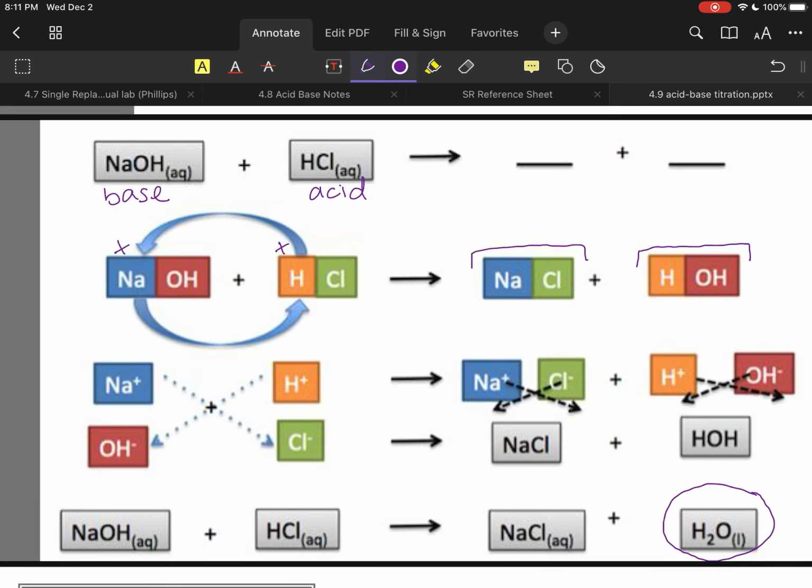So remember, when we're talking about acids and bases, we can talk about pH. And we know that the pH of a base is greater than 7, and the pH of an acid is less than 7. So when we look at our products, we have some type of salt and water. The reason we call it a neutralization reaction is we no longer have an acid or a base. We're basically just left with water, whose pH equals 7, which is neutral.